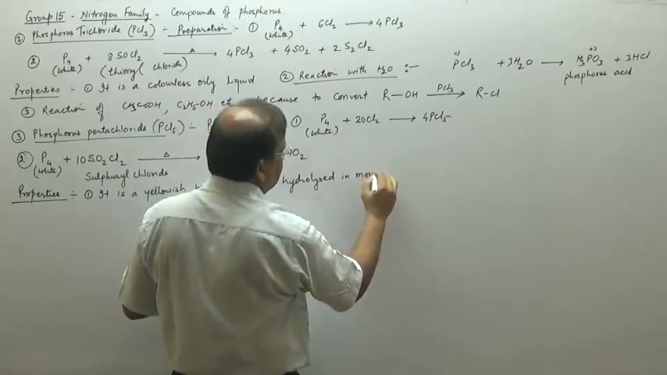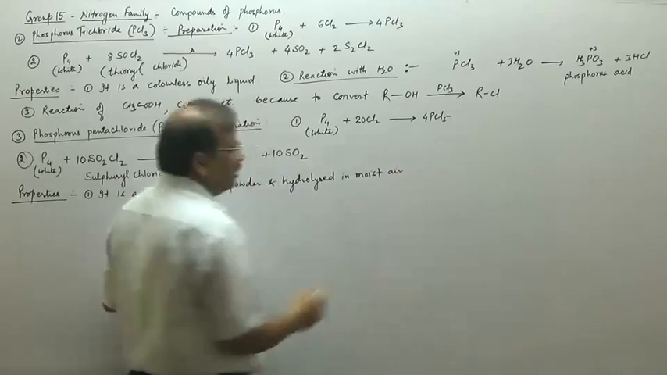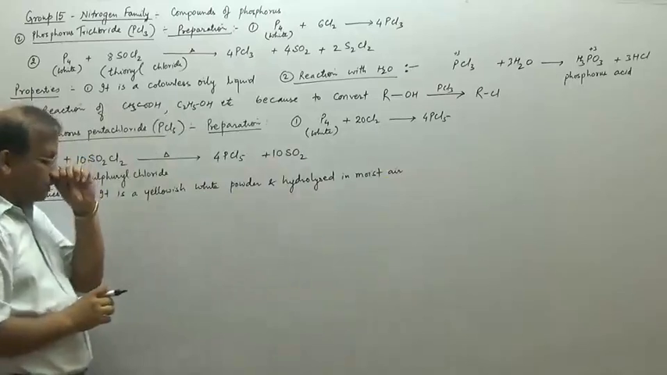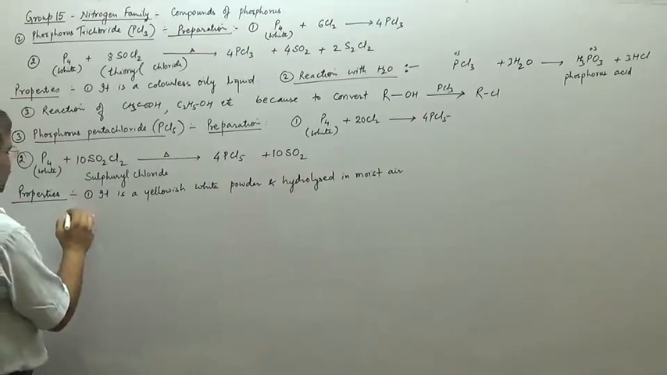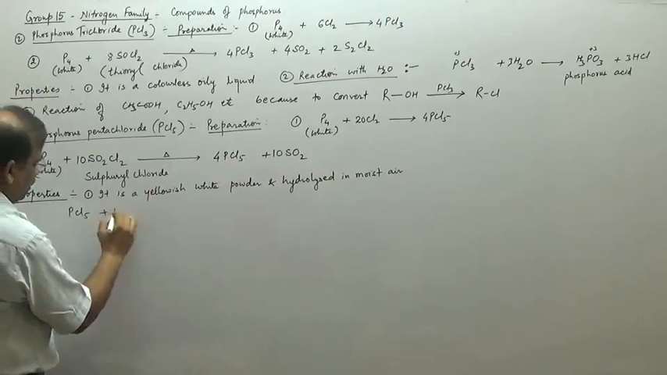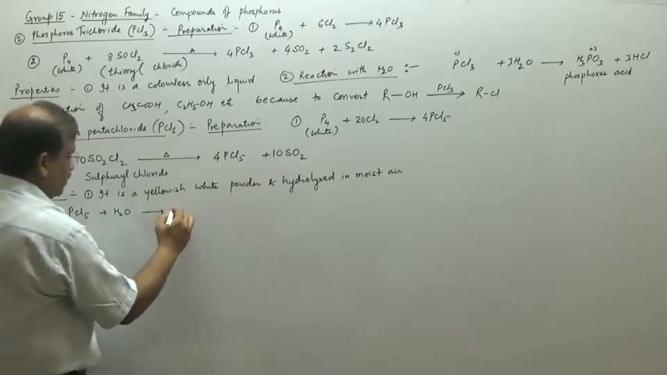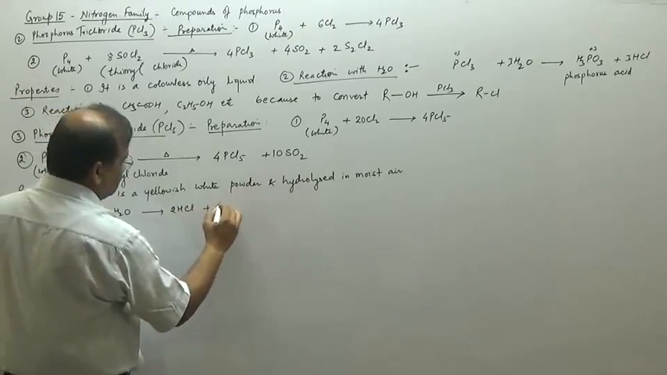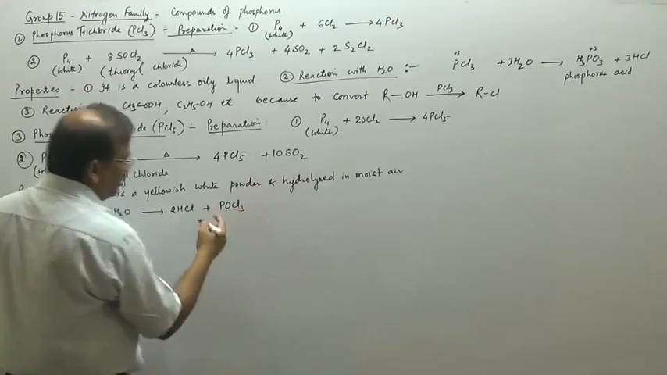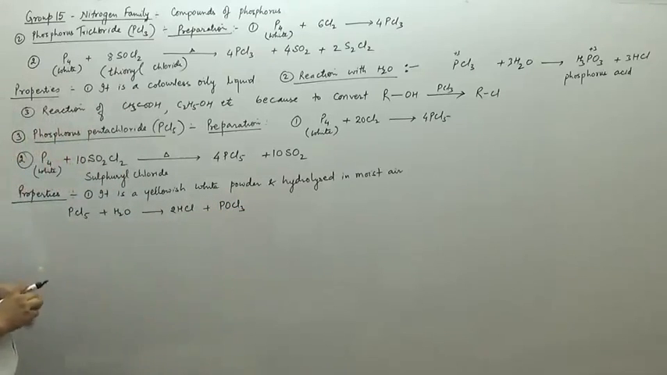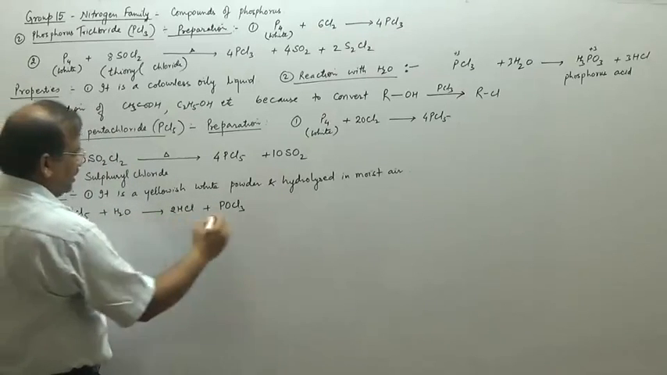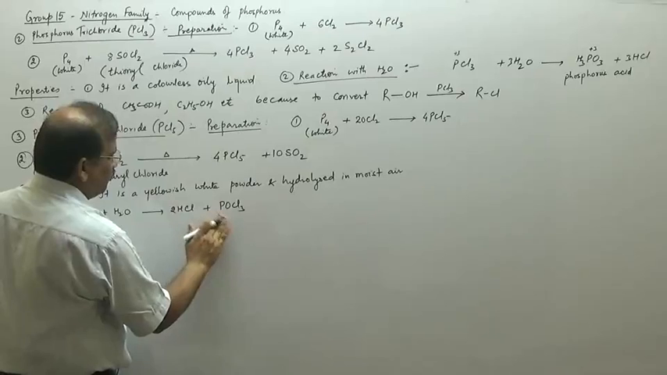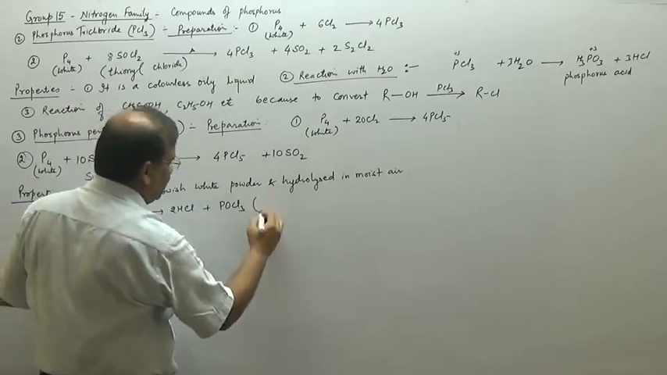We can write that it is moist air. So it gets hydrolyzed in the moisture, and the hydrolysis product of PCl5 is, when it reacts with water, it gets converted into twice of HCl plus POCl3, that is phosphoryl chloride, what we call trichlorophosphine oxide, formed in the reaction.